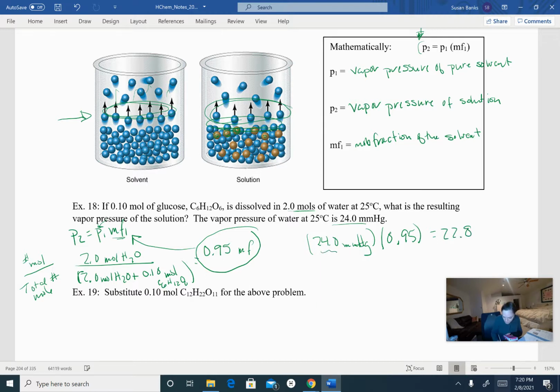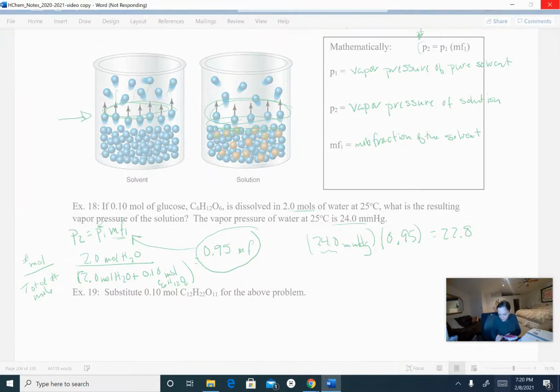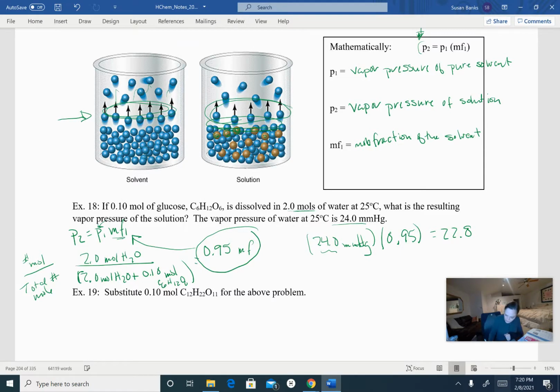Now, notice I've got 3 sig figs here, but here I only have 2. So that 8 really is going to tell us to round up. So we're going to report this as 23, and our unit here is millimeters of mercury. So the pressure that we would expect off of this solution is 23 millimeters of mercury, and we normally get about 24 millimeters of mercury. It doesn't change that much, but it changes a little.